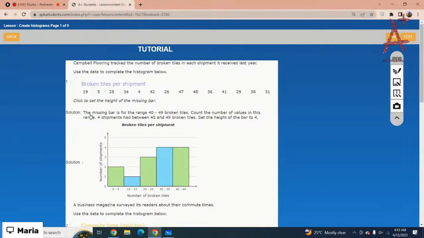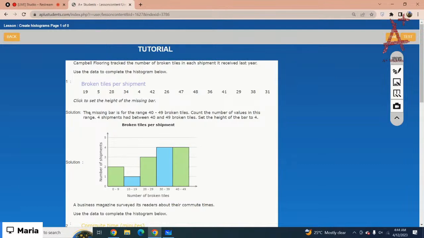Campbell Flooring tracked the number of broken tiles in each shipment it received last year. Use the data to complete the histogram below. The data: 19, 5, 28, 34, 4, 42, 26, 47, 36, 41, 29, 38, and 31. The missing bar is from the range 40 to 49.